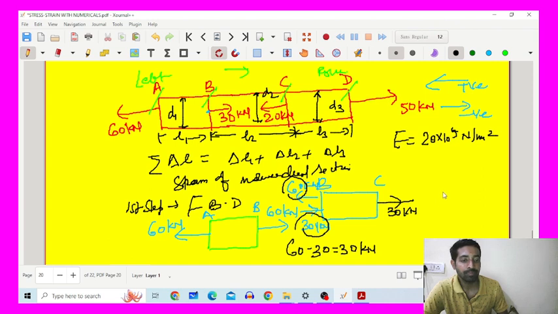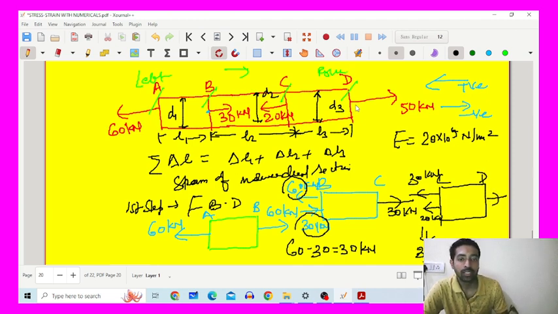Now see the problem, the section D. When we consider section D, 30 is outward, so there must be a balancing force of 30 kilonewton. Now at surface C, 20 kilonewton is outward. 30 plus 20 comes out to be 50, and 50 must be balanced, which is already given at section D. This is 50 kilonewton. So such type of problem is very easy.